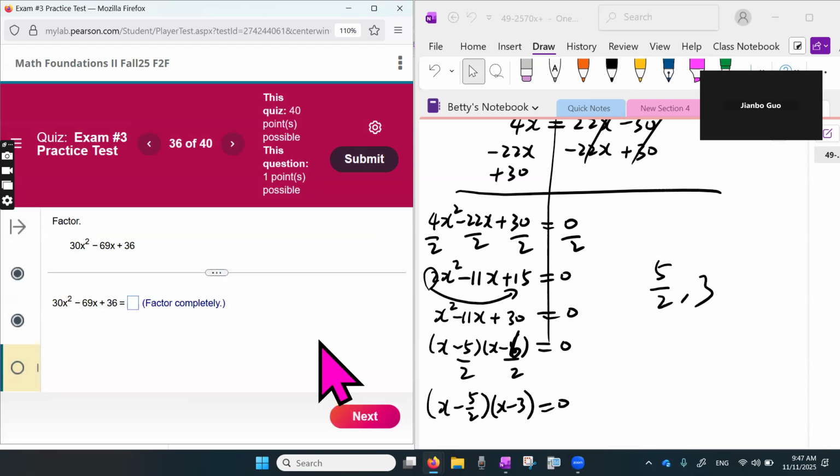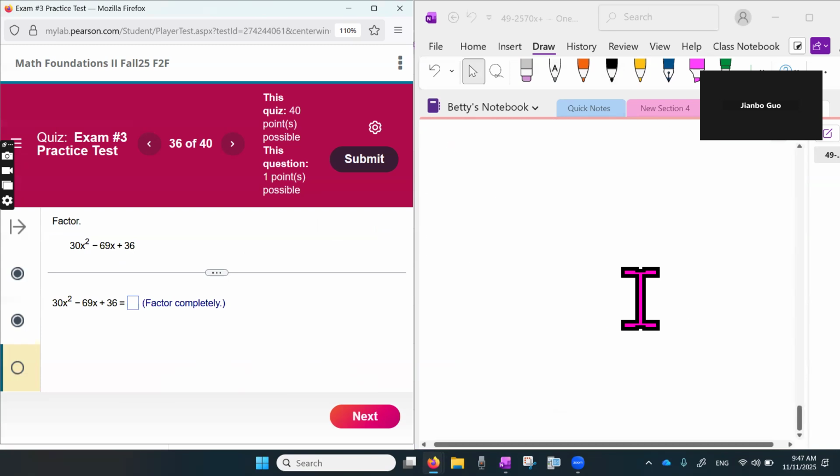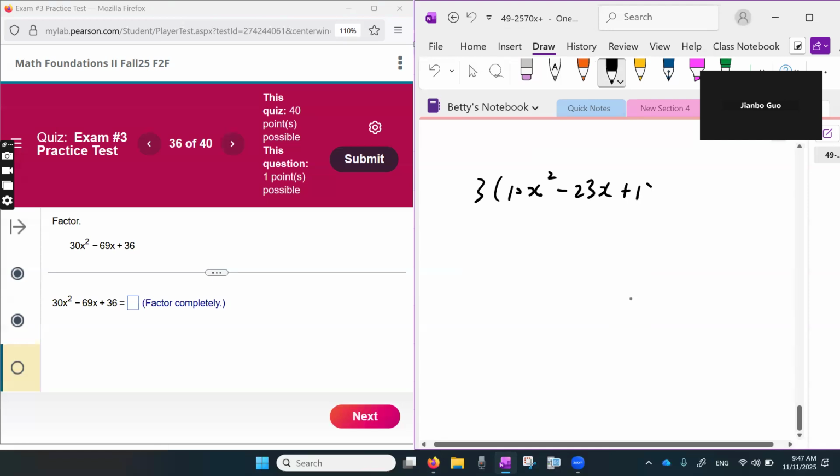Question number 36. Factor. Okay, what is the GCF? GCF is 3. Okay, so we factor 3 out: 10x squared minus 23x plus 12. 30, 36. And then we apply the slide divide slide method, right? We have 3. Yeah, we can do that right here.